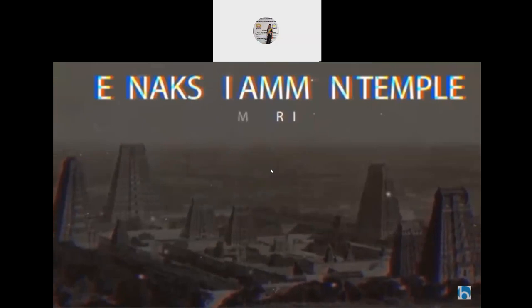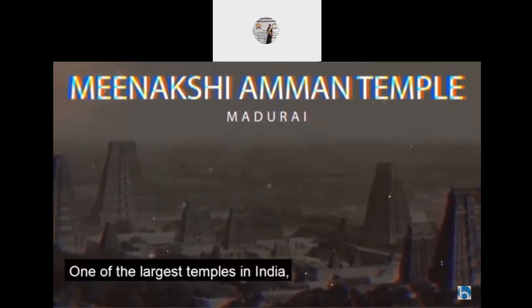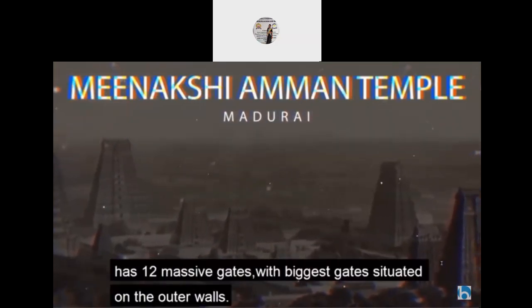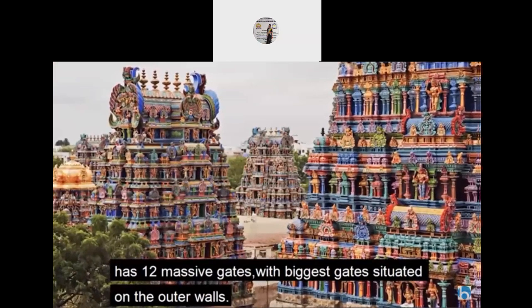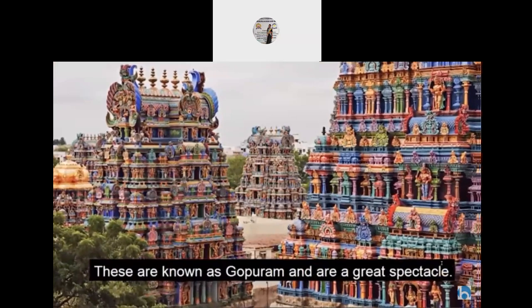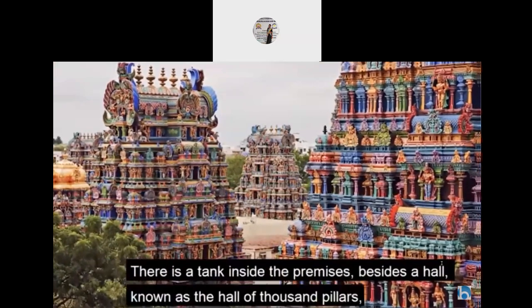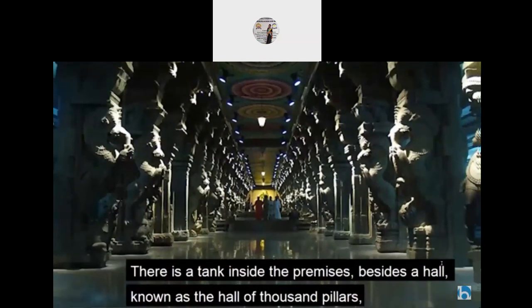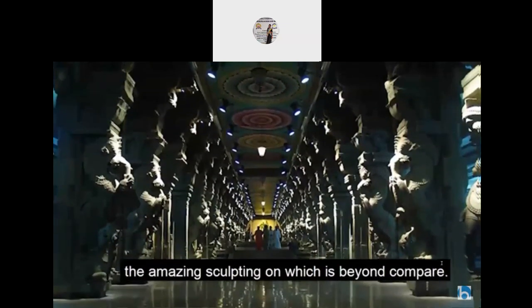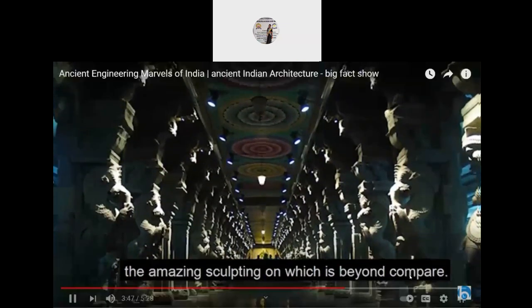Number 4. Meenakshi Amman Temple, Madurai. One of the largest temples in India, the Meenakshi Amman Temple has 12 massive gates, with the biggest gates situated on the outer walls. These are known as Gopurams and are a great spectacle. There is a tank inside the premises, besides a hall known as the Hall of Thousand Pillars, the amazing sculpting on which is beyond compare.